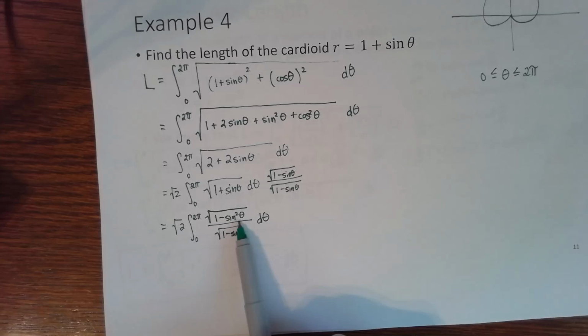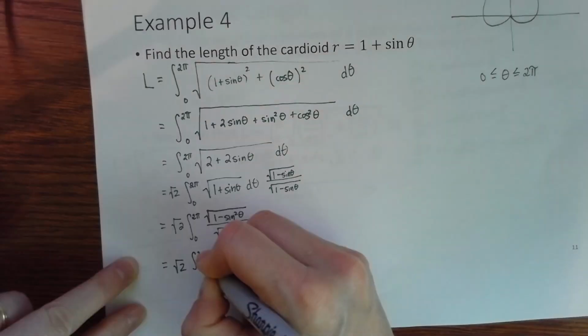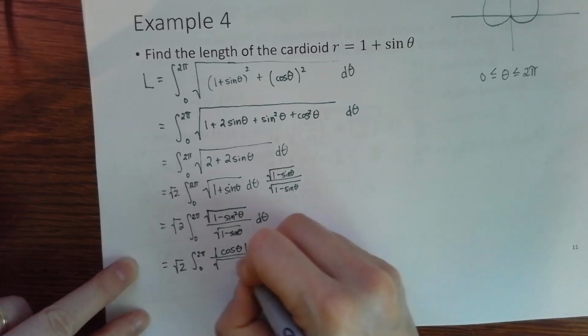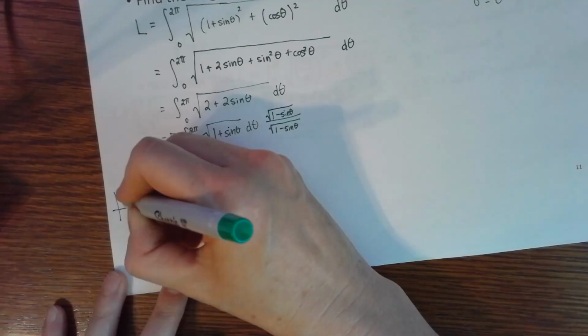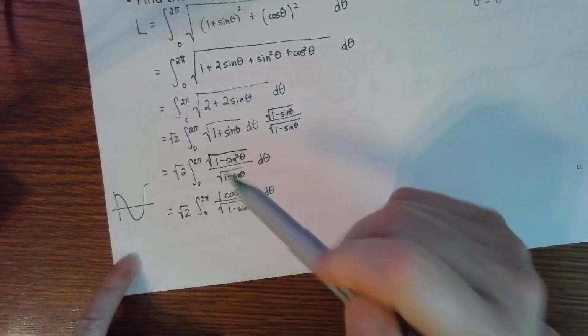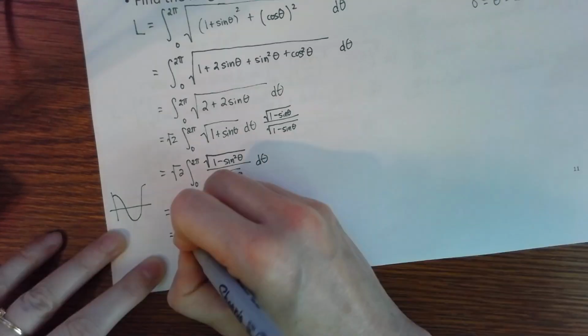And since this is cosine squared, when we take the square root, we're going to need the absolute value of the cosine of θ over the square root of 1 minus sine θ. Now this is a little bit tricky to do with the absolute value. Let's think about the graph of the cosine. Sometimes it's positive, sometimes it's negative. So to do the absolute value, we have to break this up into intervals.